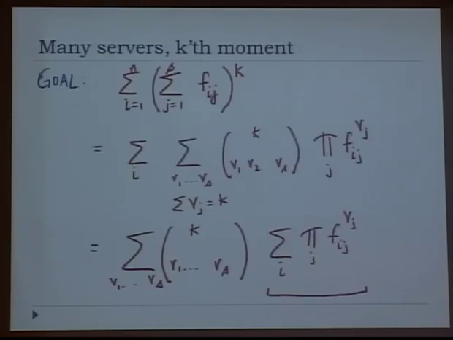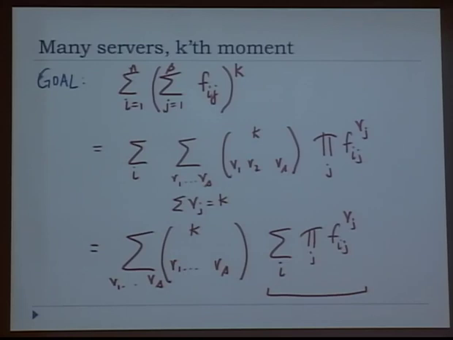Okay, so now let's do many servers, kth moment. This is the general problem. You have s servers, and you want to compute the kth moment. So that's the expression you want to compute, right? Now, f_ij stands for the frequency of the ith element on the jth server, right? So a server can aggregate its updates. f_ij is how many times the jth server saw the ith element, okay? And so the total frequency of the ith element is the inner sum there. We're powering that to k and adding it up over all n elements. That's what you'd like to compute.